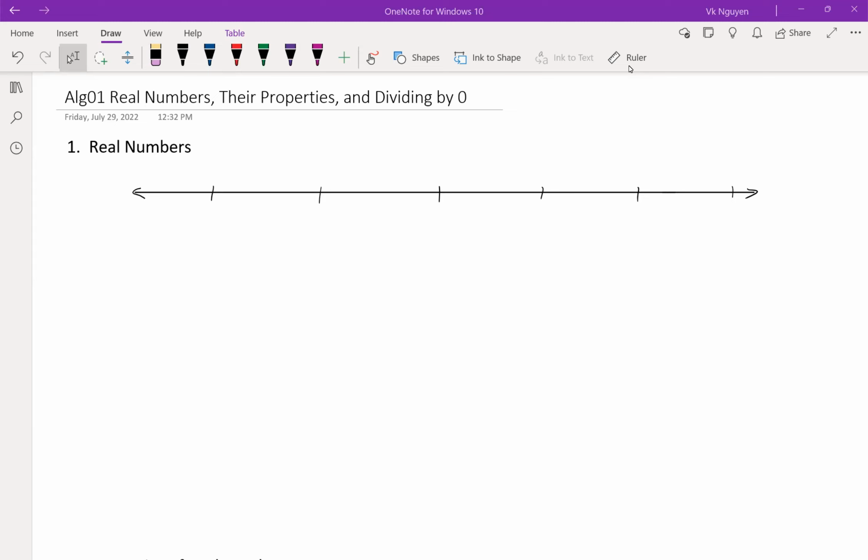Today we explore lesson number 1 in algebra: real numbers, their properties, and dividing by 0. We begin with numbers that occur in nature: 1, 2, 3, and so on. We call these natural numbers.